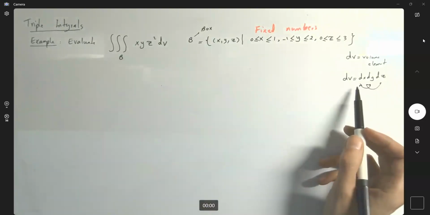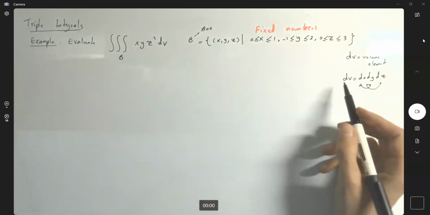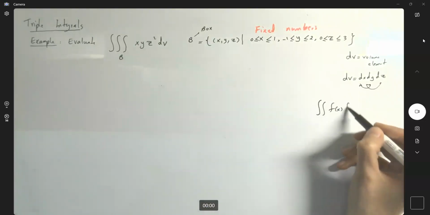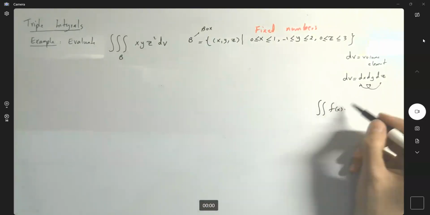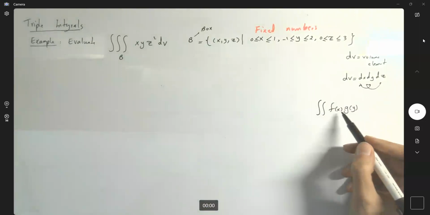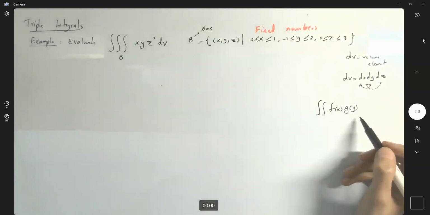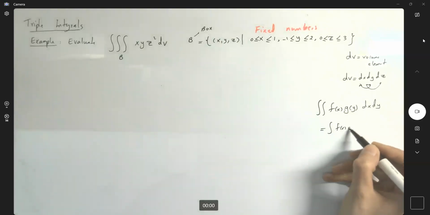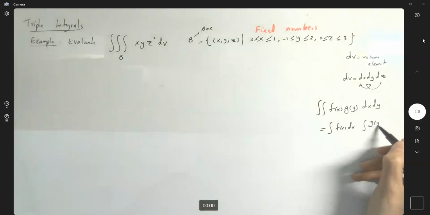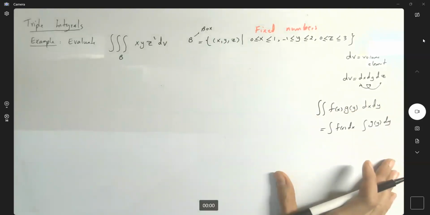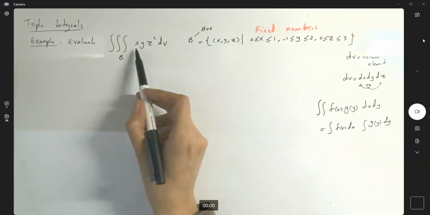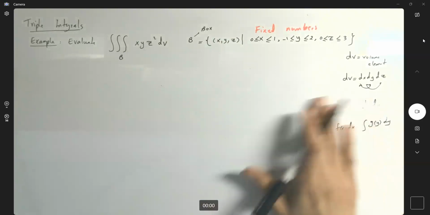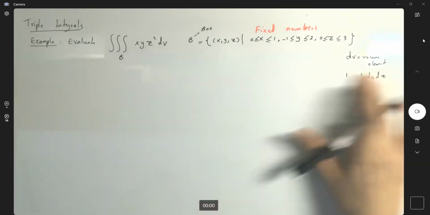One other thing we learned was Fubini's theorem, which says that as long as you have two functions multiplied together whose variables have nothing to do with each other, we can actually separate these. We could write it as f of x dx times g of y dy. You can generalize the idea to a triple integral. So here I have x times y times z squared, so eventually I can separate these into three integrals. Am I right? Perfect.